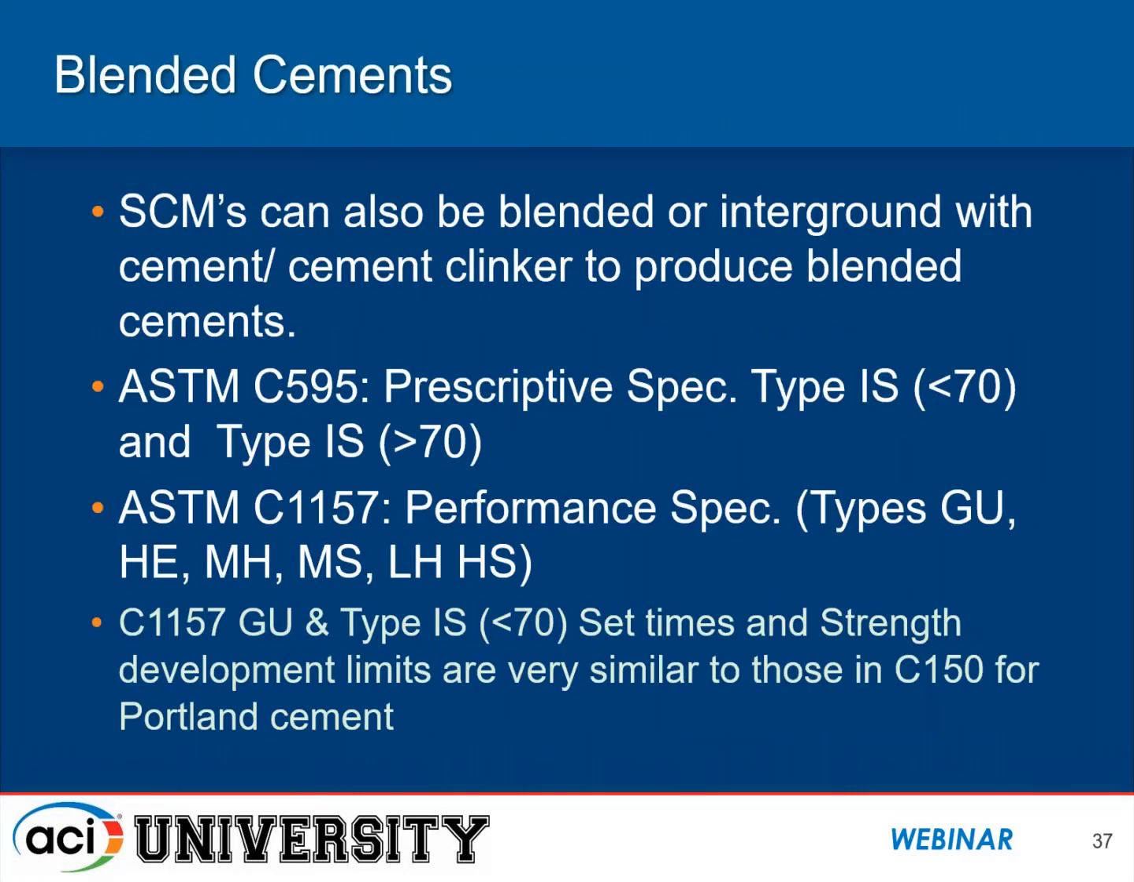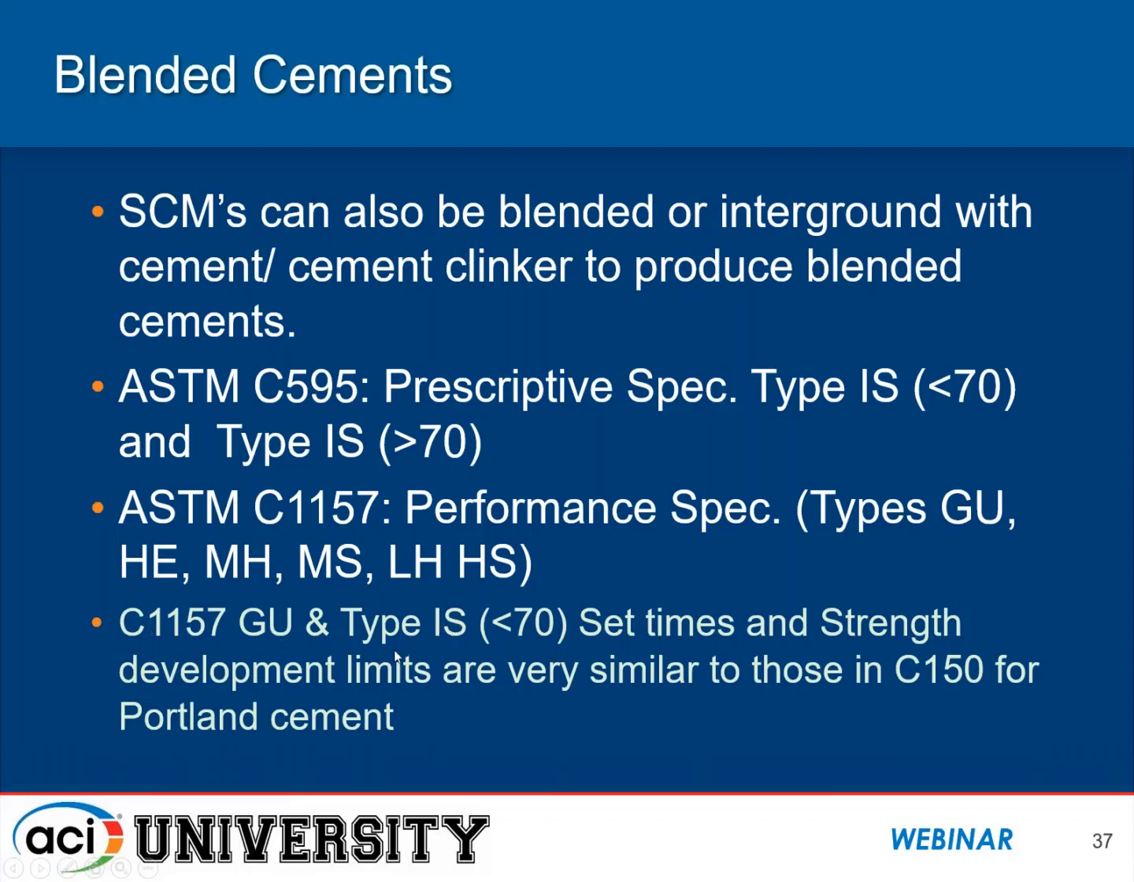Slag can also be used in blended cements. And ASTM has two standards for blended cements. One of them is C595, which is prescriptive, and there are two levels of slag: IS for less than 70% slag in the blend with Portland, and IS with greater than 70% slag. C1157 is a performance specification, and it has different classifications based on what you're using it for: general use, high early strength, moderate heat, moderate sulfate, low heat, high sulfate.